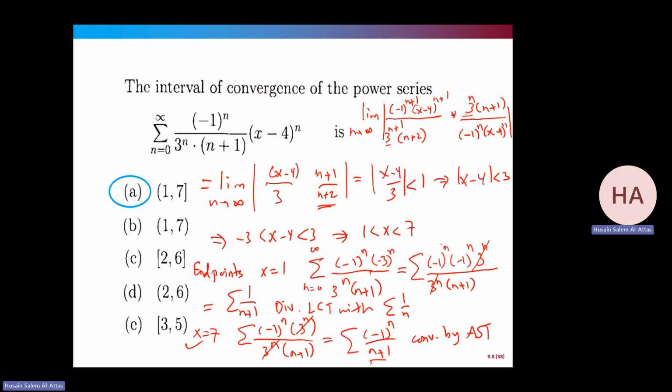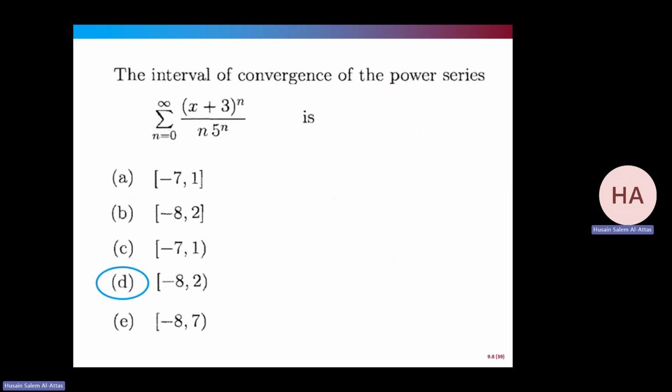So what's the interval? Yeah, what will be the interval? I have 1 to 7, but open at 1 and closed at 7. Since 7 is included, 7 converges, but 1 diverges. That is the interval of convergence of this power series. I think you will see the same thing.